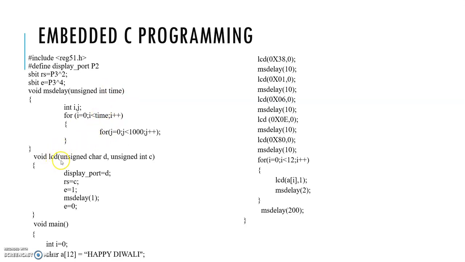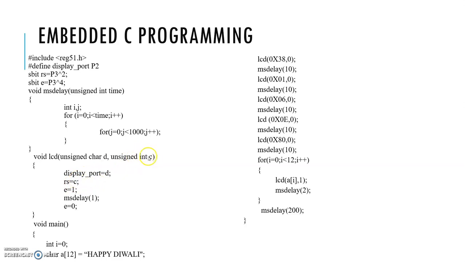Then void LCD, the function name is LCD, and it has two arguments: an unsigned character D and an unsigned integer C. So D is assigned to the display port, that is, given to port 2, and RS is equal to C.